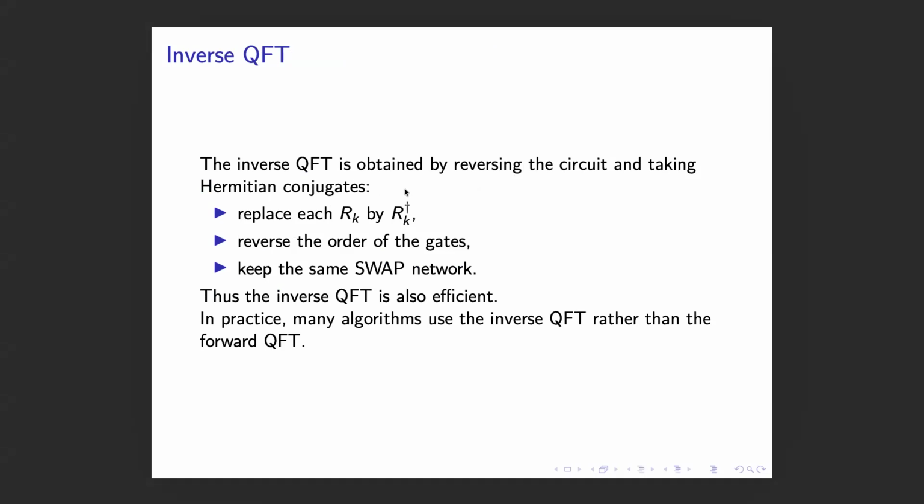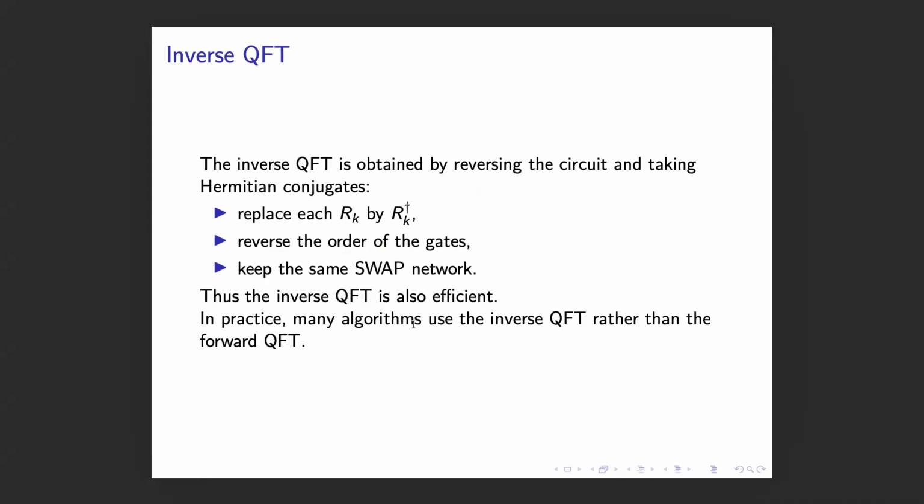So in the quantum phase estimation algorithm, what is central is actually the inverse quantum Fourier transform, and I'm going to show you how that pops up. You will simply replace that by its Hermitian conjugate, reversing the order of the gates and keeping the same swap network.